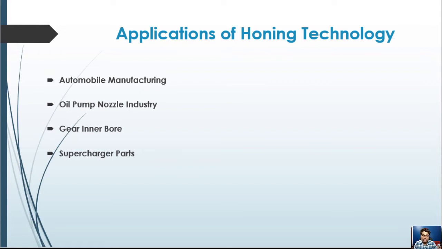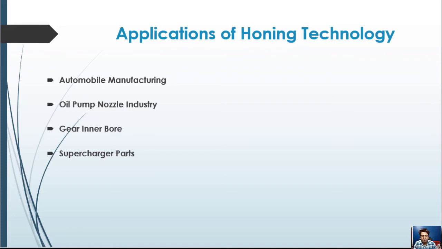Now in the oil pump nozzle industry, honing machines are developed for plungers. It is used as the removal rate is very low, and the surface roughness which it can produce is also very good. It is expected to produce a surface roughness of about 3 microns or so.